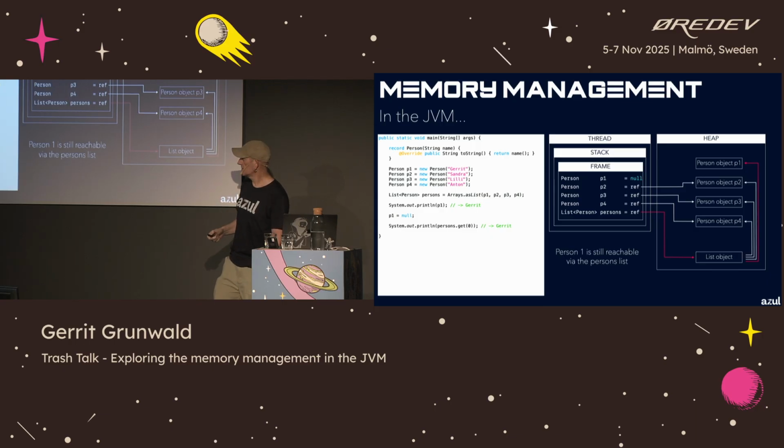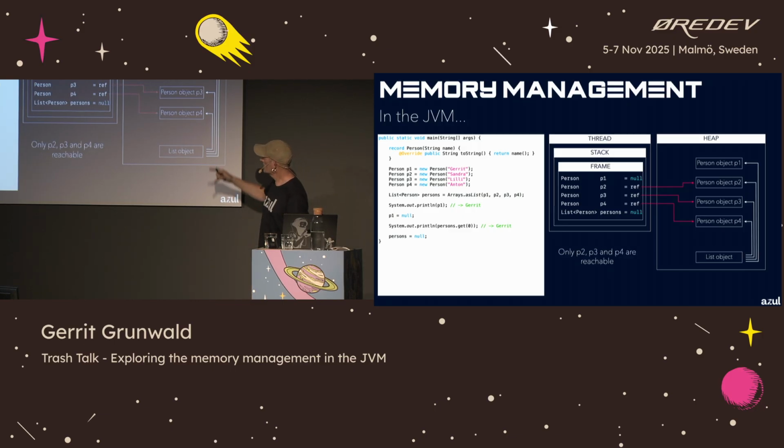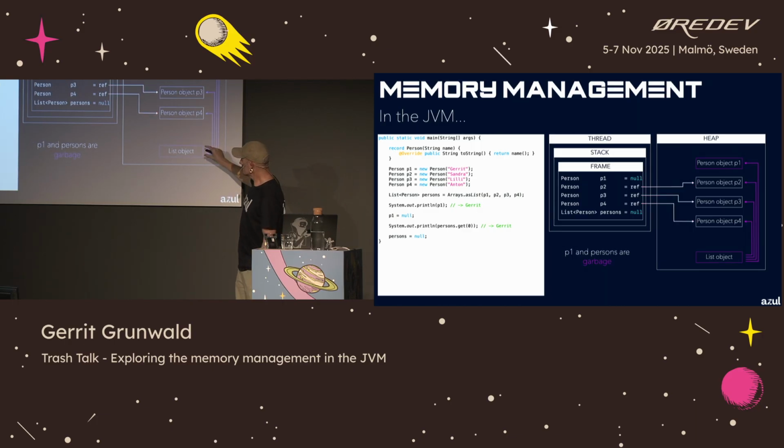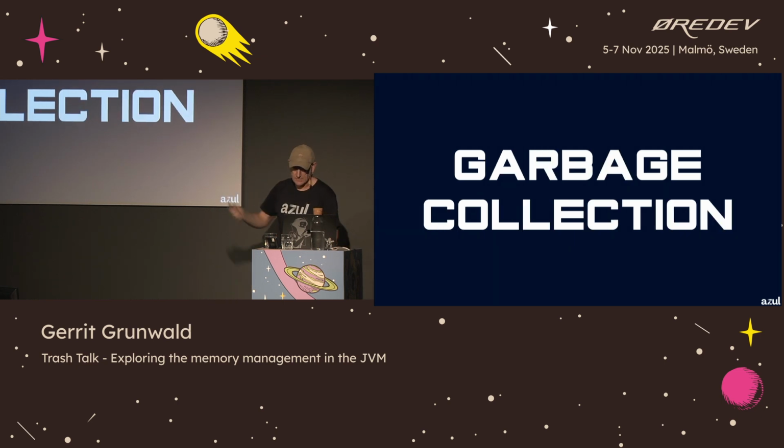And this will stay until I set the persons, the list, to null, and then the reference is gone. And then I can only reach these 3 objects in the middle, and the rest is garbage. It still takes up space on the heap, but I can't reach it anymore. Okay? So how to get rid of this stuff?